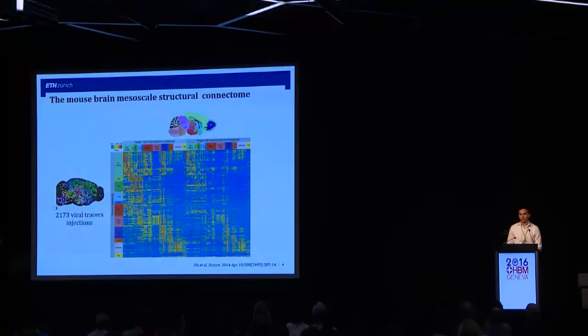Because for the mouse, we do have a mesoscale structural connectome available, and this is from work by researchers of the Allen Brain Institute, published already 2 years ago, and this is based on more than 2,000 viral tracer injections. So these are monosynaptic anterograde anatomical connectivity data.